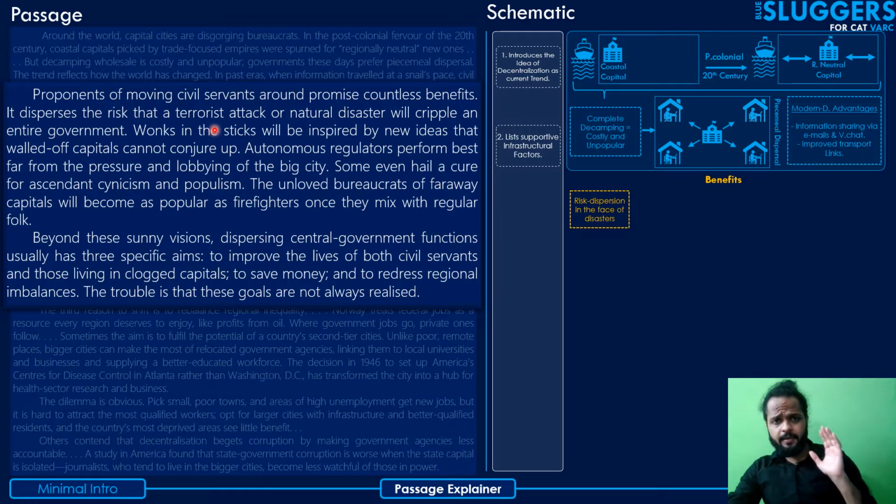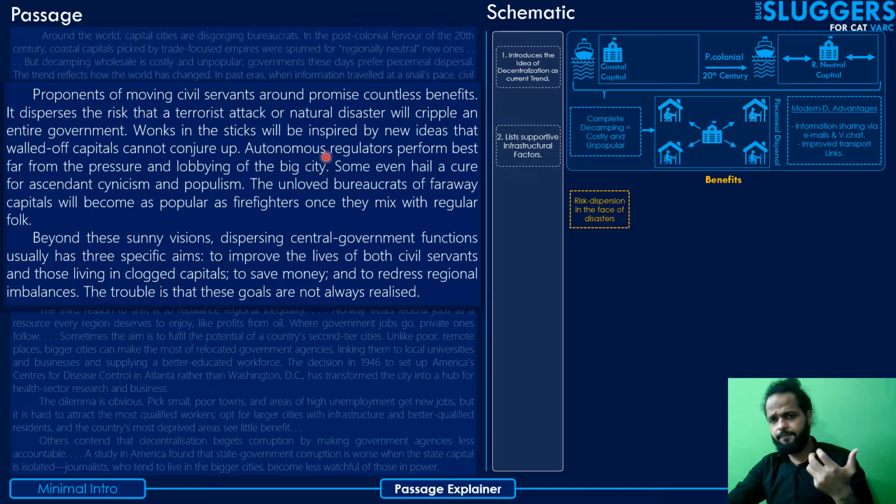So the first benefit that he cites of these proponents is that, suppose all the civil servants, all the bureaucrats, all the government officials are situated in the same place, in the one building in the same capital city, and then there is a terrorist attack or maybe some sort of natural disaster in that city. Then the whole government machinery will be wiped out, right? And it will cripple the entire government.